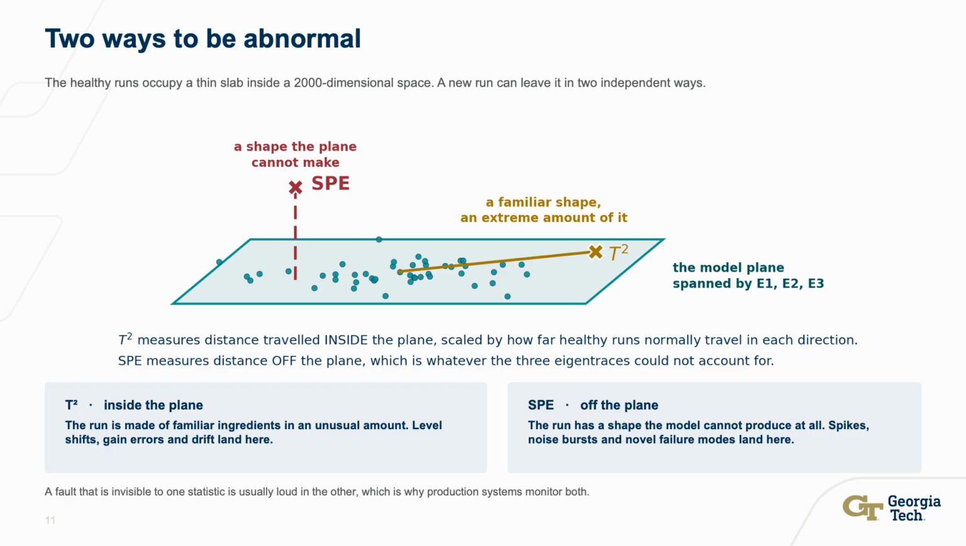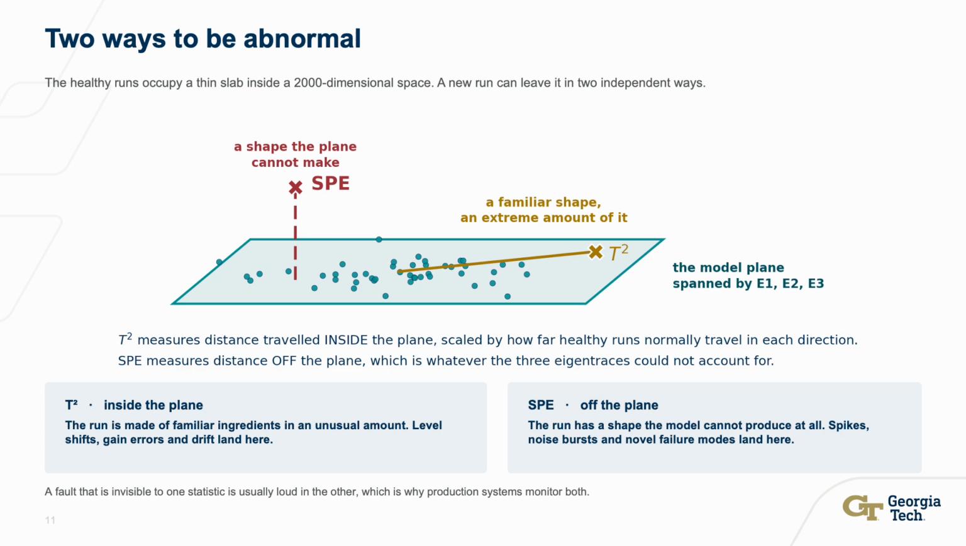A note on why the plane is so thin. There are 2000 dimensions available, and the healthy runs use essentially 3 of them. That is not an accident of this data set. It is a consequence of the runs all being generated by the same recipe with a handful of parameters varying, which is also true in a real tool. The physics constrains the data to a low dimensional set, and PCA finds it. That is the property the whole method rests on.